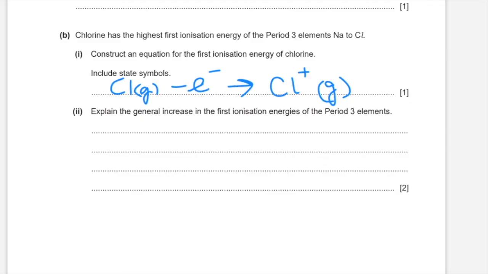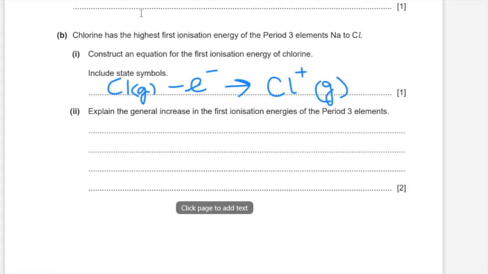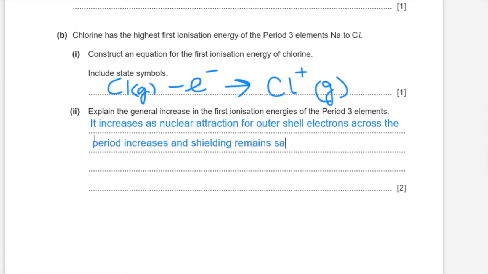To explain the general increase in first ionization energies of period 3 elements: the first ionization energy increases across the period because as you go across the period, the nuclear charge, or the number of protons in the nucleus, increases, and therefore nuclear attraction for outer shell electrons also increases, meaning that it becomes harder and harder to remove that first electron. The shielding effect remains the same since the number of shells does not increase.